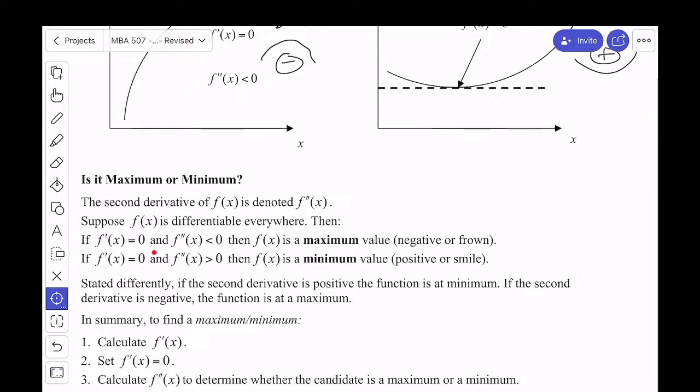If the first derivative is 0 and the second derivative is negative, then f(x), the value at x, is a maximum. And you have a negative or a frown shape. If the derivative is 0 but the second derivative is positive, then you have a minimum, or an up sloping curve. So one is concave and one is convex. That's the other terminology you may have heard. This is concave and this is convex.